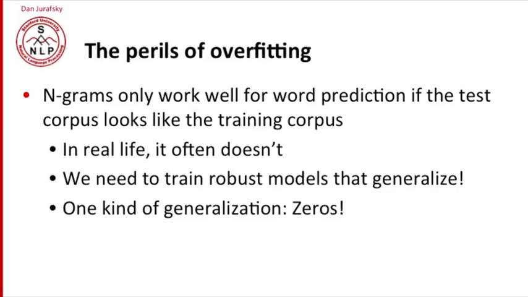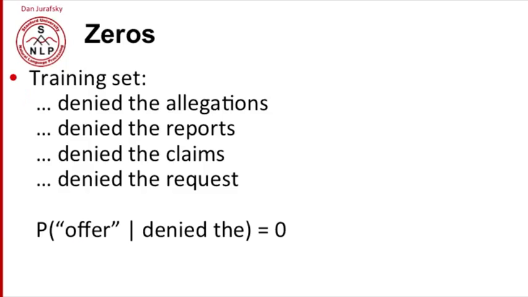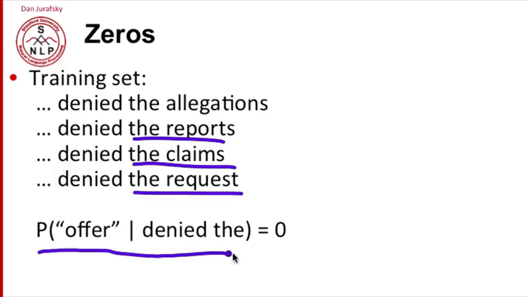And I want to talk about one kind of generalization, which is dealing with zeros. By zeros, I mean things that never occurred in the training set, but do occur in the test set. So let's look at some zeros. Imagine that in the training set, we had phrases like denied the allegations, denied the reports, denied the claims, denied the request. And we never saw denied the offer. So the probability, based on maximum likelihood estimation, of offer given denied the is 0.